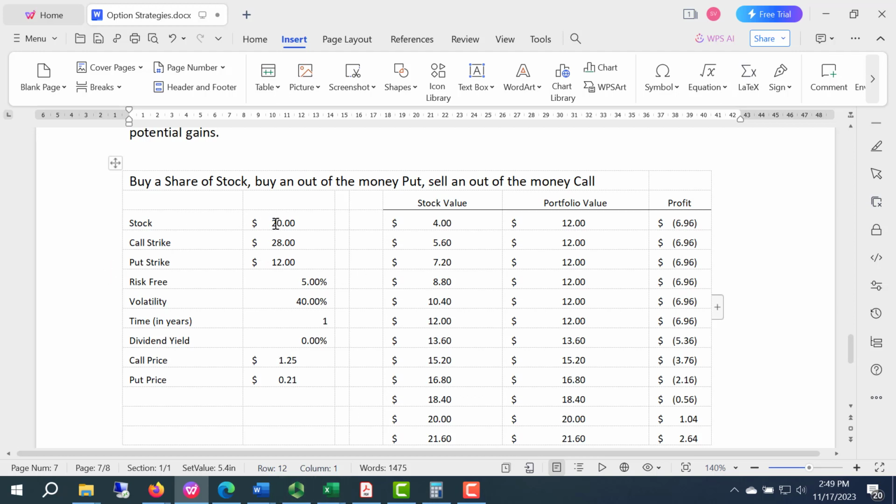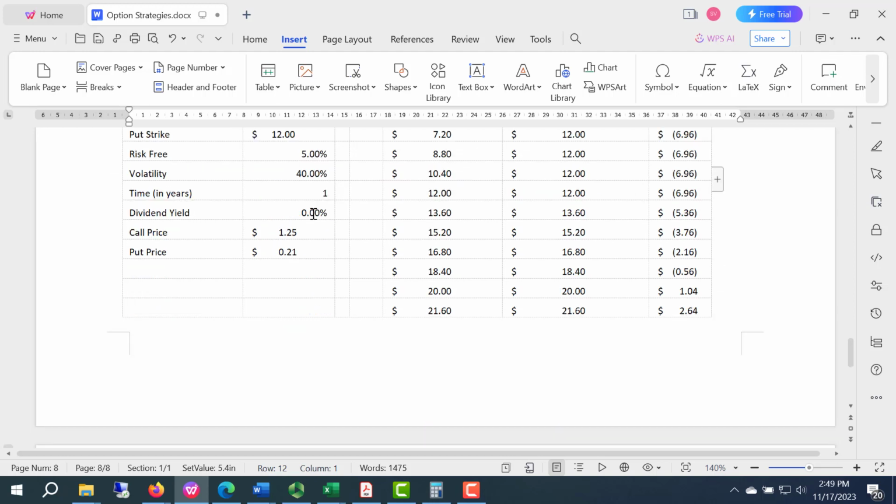So our initial stock price is $20. The strike price for the call is $28 because it's an out-of-the-money call. And the put strike is $12, so it's also an out-of-the-money put. The stock price would have to fall by $8 to be at the money for the put, and it would have to increase by $8 to be at the money at the call. The premiums for each of the call and the put respectively are $1.25 and 21 cents.